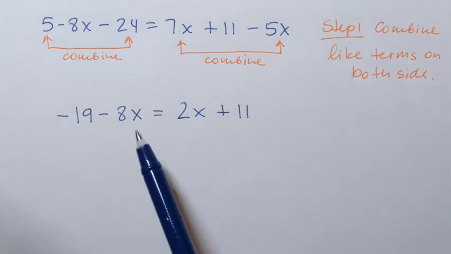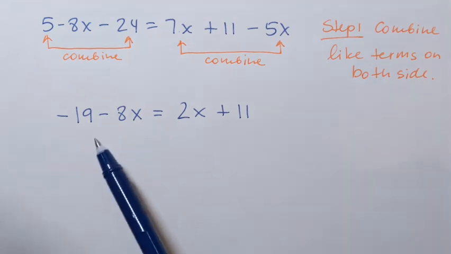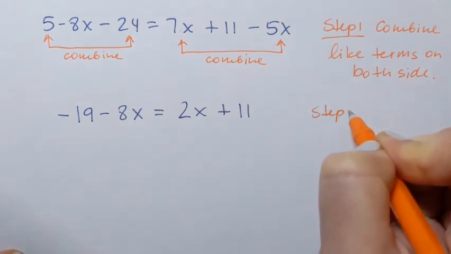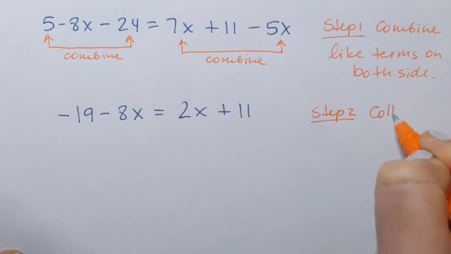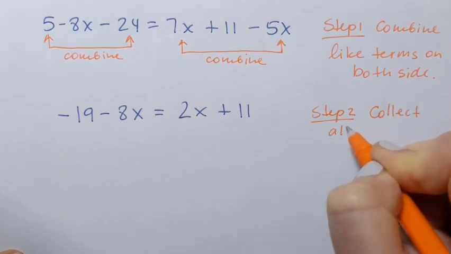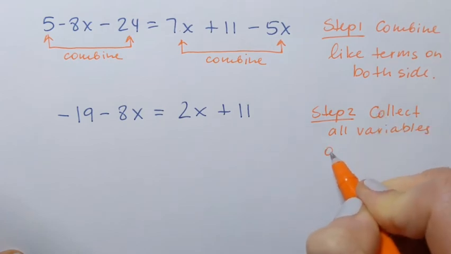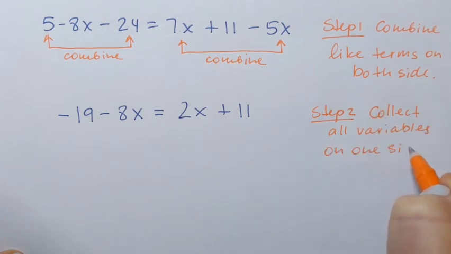Now, when you confirm that there's nothing else you can do on each side, nothing else to combine, nothing else to simplify, then you're going to collect all variables on one side. You get to choose the side. It doesn't matter if it's the left side or the right side, eventually you're going to get the same answer.